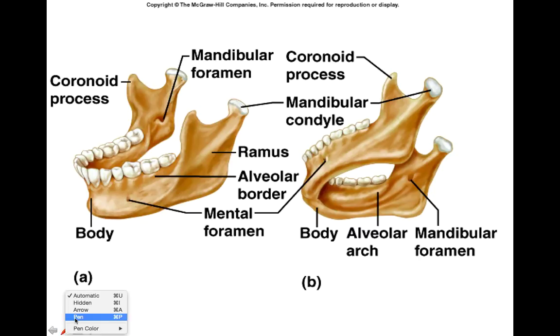Okay, this is specifically the mandible, pointing out the rest of the structures we need to know. So with the mandible, you have the mandibular condyle and the coronoid process. The mandibular condyle makes up most of the temporomandibular joint for the mandible. There's the mental foramen, which we've already pointed out. The ramus is this ridge of bone that's laterally oriented.